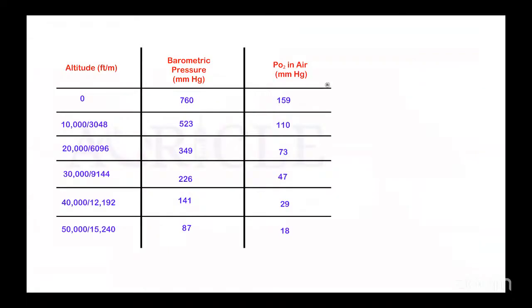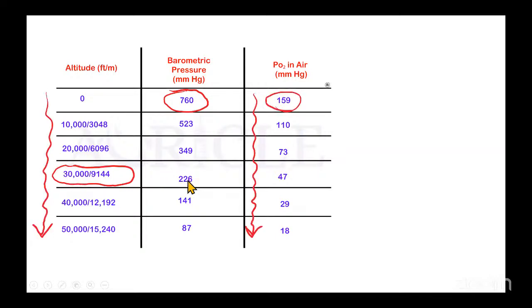So just take a look at this. You can see how this is 760 millimeter mercury, like I was telling you. By the time you reach 30,000 feet, it is around 47 millimeter of mercury in the air. We were talking about this.